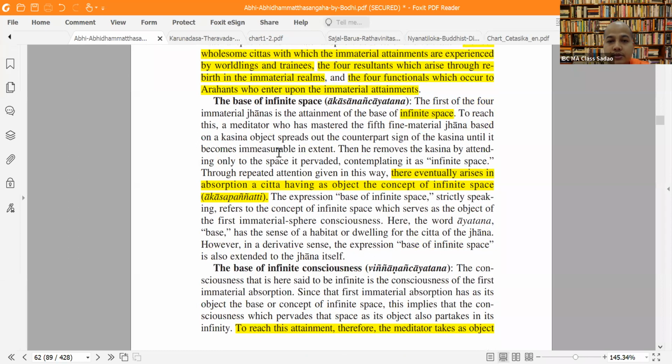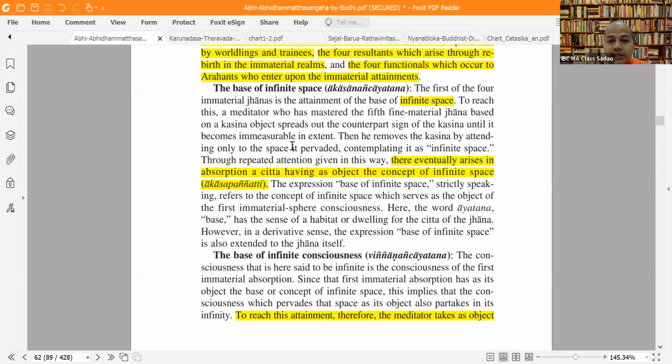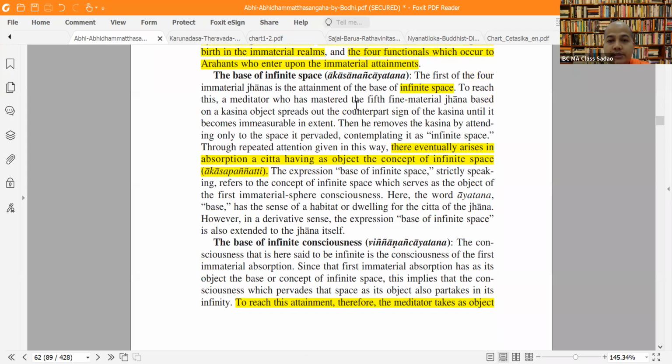Akasanancayatana, the first of the four immaterial jhanas, is the attainment of the base of infinite space. To reach this, a meditator who has mastered the fifth fine material jhana based on a kasina object spreads out the counterpart sign of the kasina until it becomes immeasurable in extent. You see, it is necessarily developed from the final rupa jhana cittas. Then he removes the kasina by attending only to the space it pervaded.